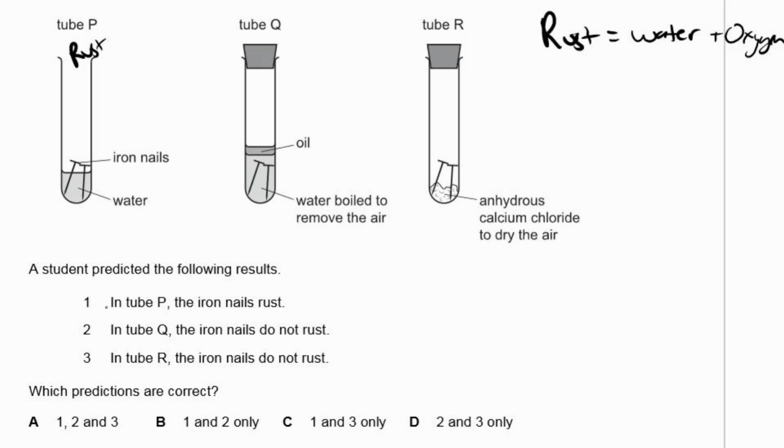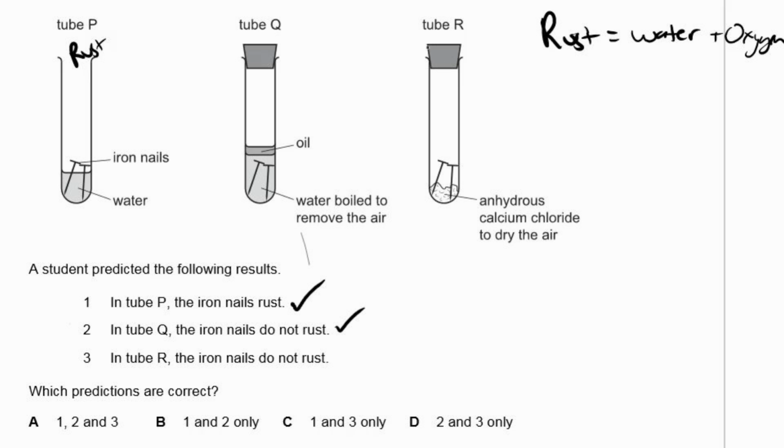And a student predicted the following results. In tube P, the iron nail rusts. I would say that's correct. And in tube Q, the water is boiled so that the air is removed. Okay, so that it doesn't have the oxygen or very little oxygen. And there's a layer of oil on top of the boiled water. That prevents new oxygen from dissolving in. Okay, that still makes it so it's not likely to have very much oxygen. And there's even a lid on top so that if there is any oxygen here, it's really not going to get more. So there's water, but there's no oxygen really. So that looks like it's not going to rust. In tube R, the iron nails do not rust.